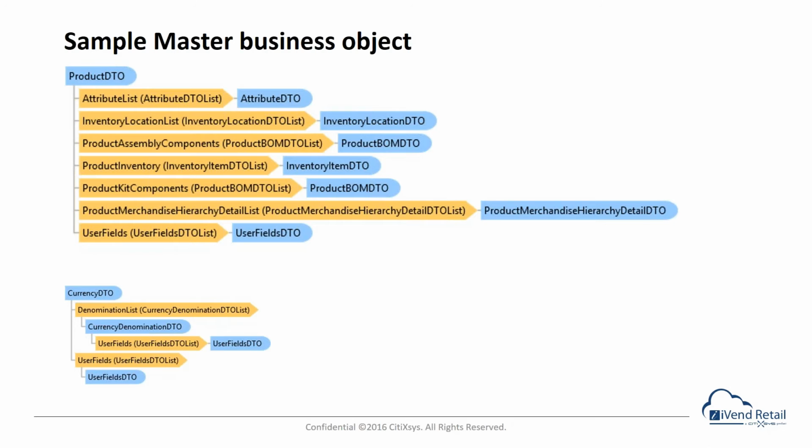Going forward, this is how your master business object looks like. If you look at the product DTO diagram, it shows that it has so many sub-objects under product DTO. So you have inventory location list, you have product assembly component, you have product inventory, and so on and so forth. And similarly, any simple object like currency DTO, currency object, you have denomination list, so you can have multiple denominations under one currency. You have then user-defined fields on a currency master.